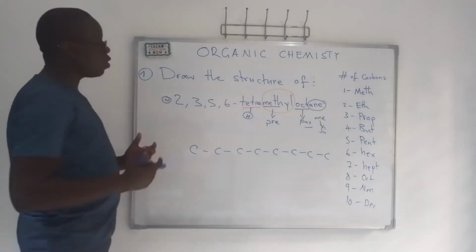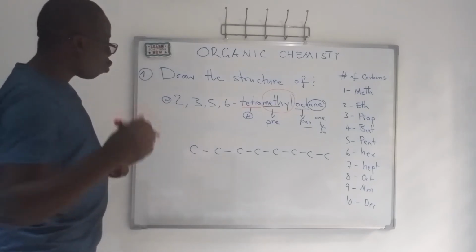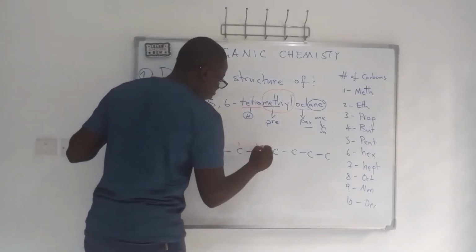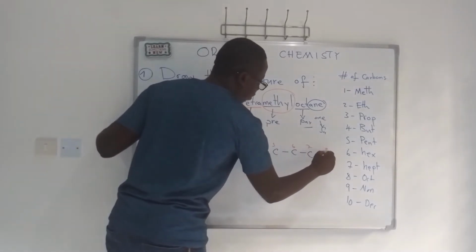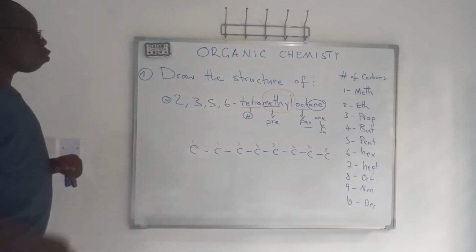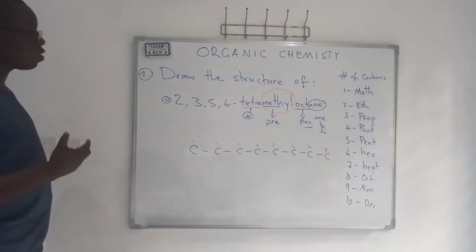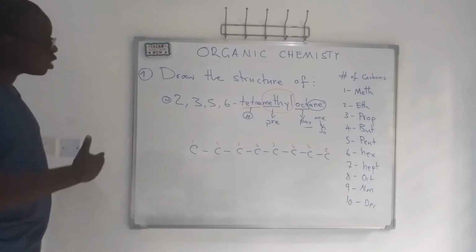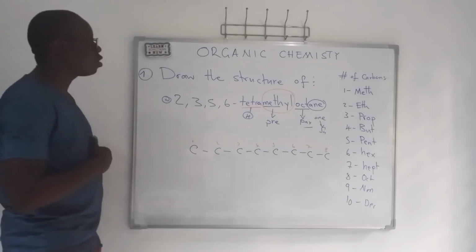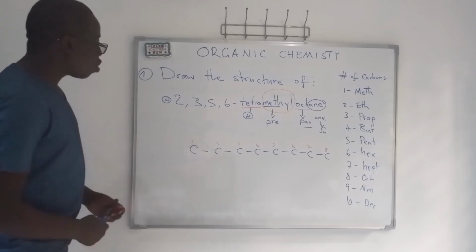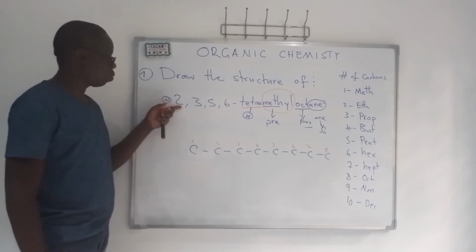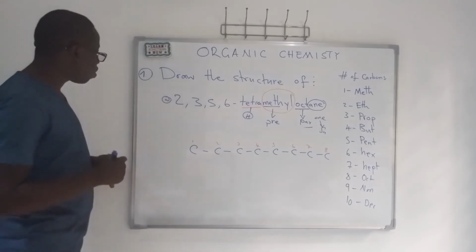Now, after we know that these are representing the parent, we are going to number these carbons. 1, 2, 3, 4, 5, 6, 7, 8. So after we do the numbering of these carbons, we can now put the prefixes, that is the substituents, or the branches that this compound has. So the first substituent is on position 2. So they are saying the first substituent should be on position 2.